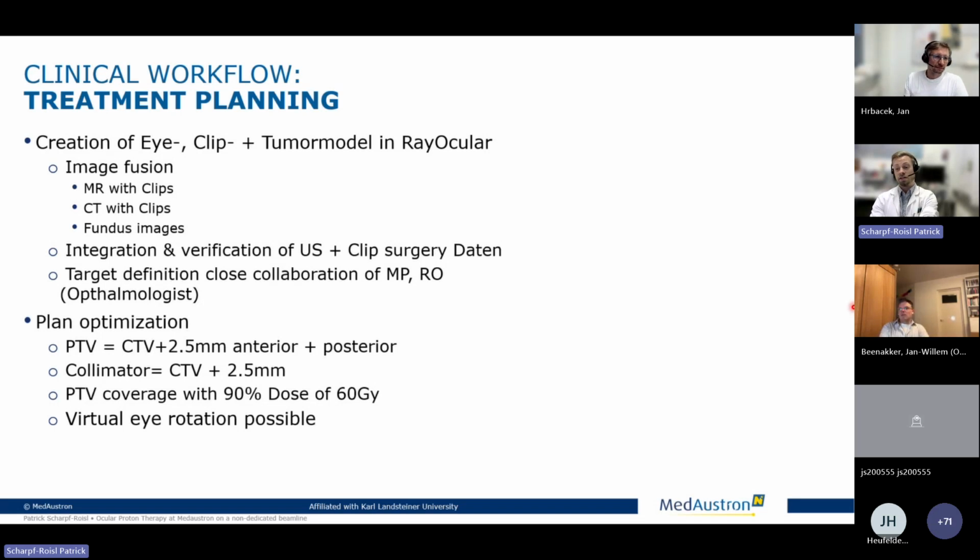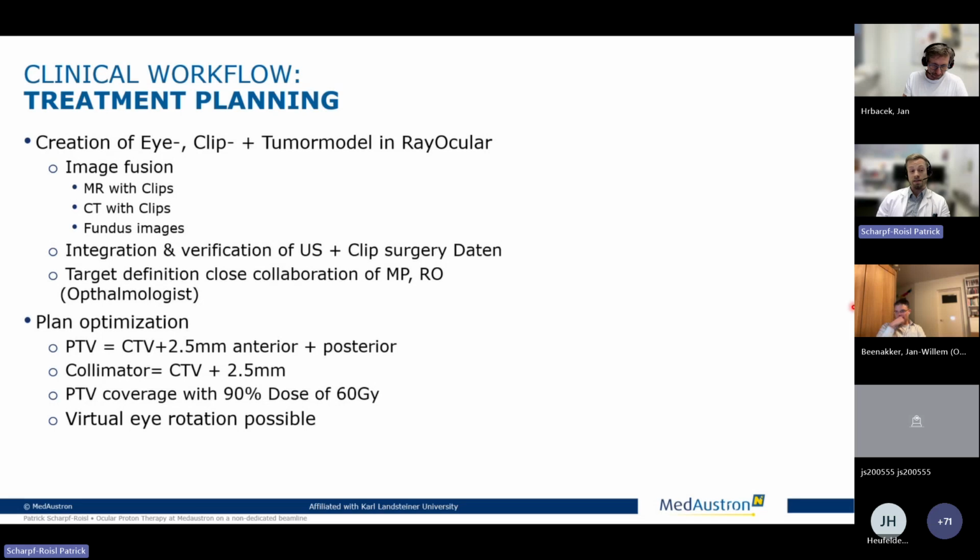For plan optimization, we create a PTV, which is a 2.5 millimeter anterior and posterior extension of the CTV, and we add a lateral target margin of 2.5 millimeters by extending the collimator. We always make sure that our PTV is covered with at least 90% of the prescribed dose of 60 gray, meaning 54 gray. And we actually perform inverse dose planning as we use the pencil beam scanning Monte Carlo algorithm in RayStation.